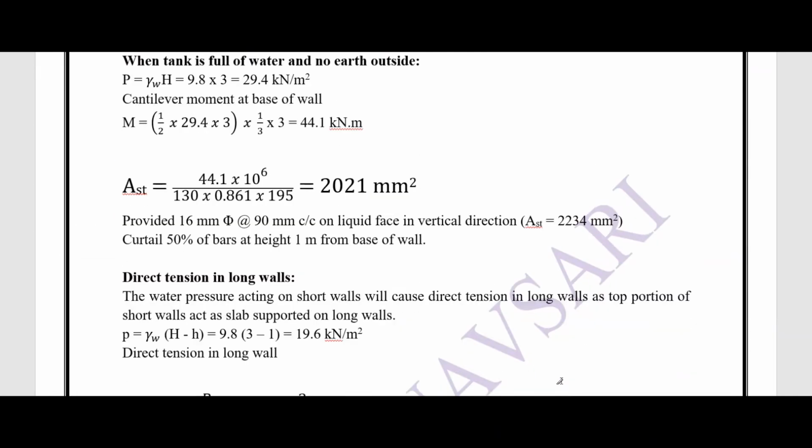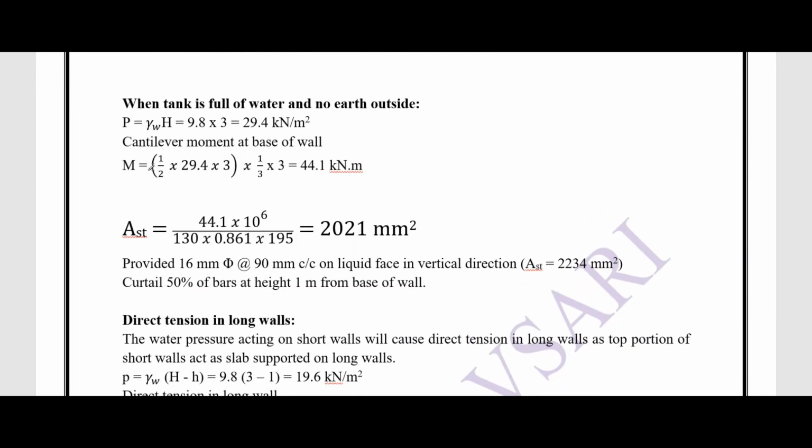Now assume the long wall when the tank is full of water and no earth outside. So only water pressure we assume. So the cantilever moment at the base of wall: M is equal to 1 half into 29.4 into 3 into 1/3 by 3, so 44.1 kilonewton meter.